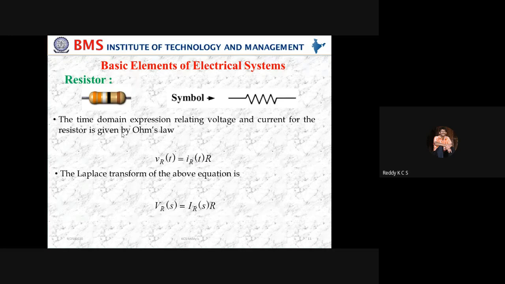So as I'm saying, this is a time domain expression. V is shown as a function of time, and I is also shown as a function of time. So V is equal to IR, or V of t is equal to I of t into R. This time domain expression is converted into a Laplace transformation. We know the Laplace transformation of f of t is capital F of s. Similarly, V of t is V of s, and I of t is I of s. So V of s is equal to I of s into R. That's what we have represented here.